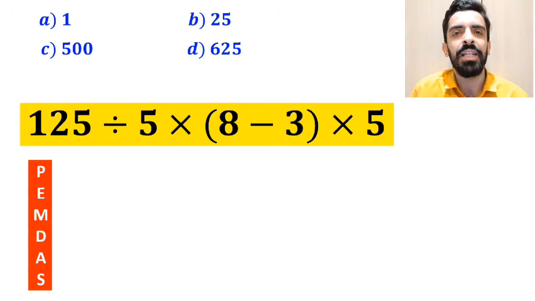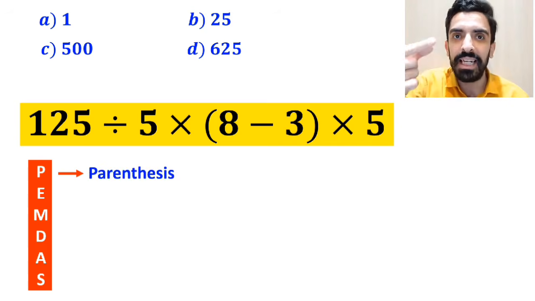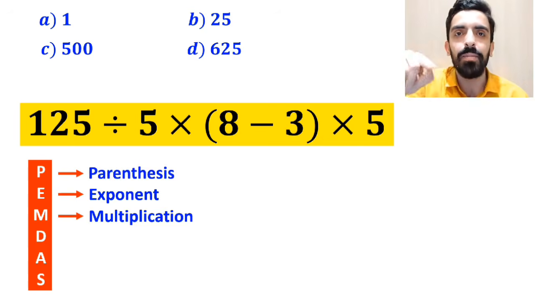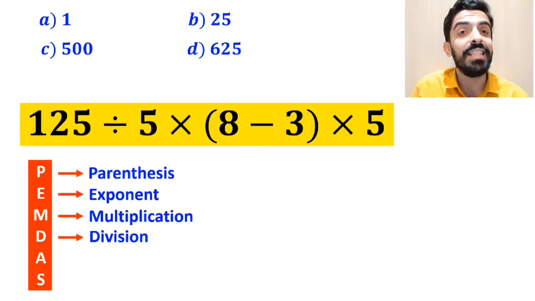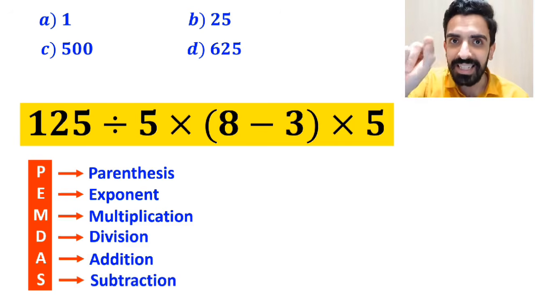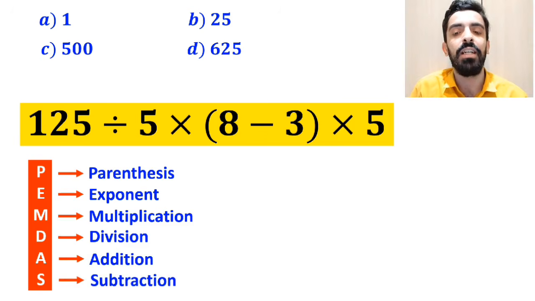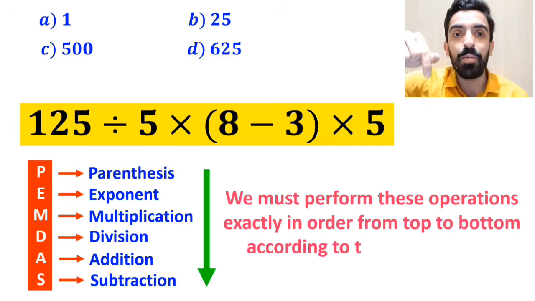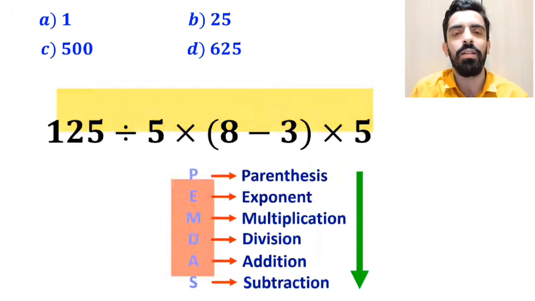To solve this question, we must follow a rule that is called PEMDAS. In this rule, P stands for parenthesis, E stands for exponent, M stands for multiplication, D stands for division, A stands for addition, and S stands for subtraction. We must perform these operations exactly in order from top to bottom according to the PEMDAS rule.